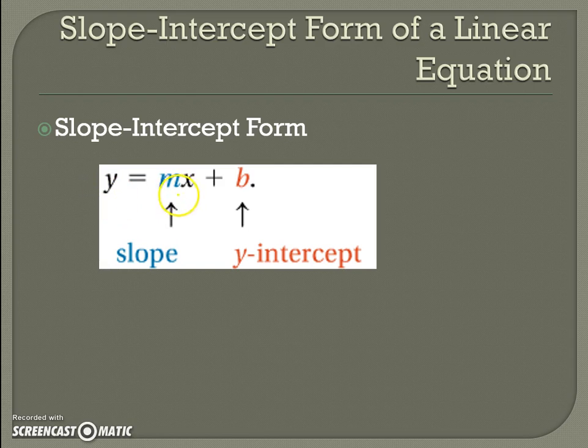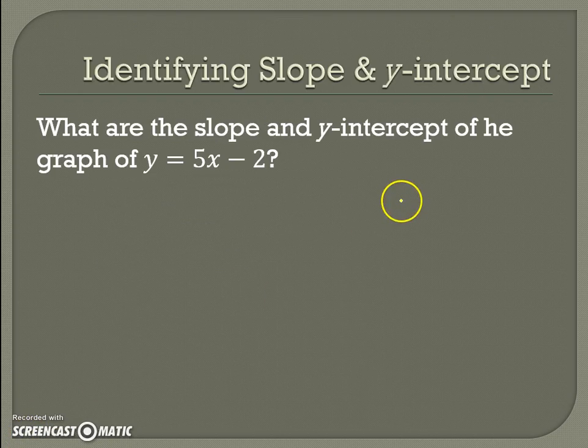The y and the x are always there. The m and the b are generally numbers that we're putting into those places, and they tell us certain things, and we'll talk more about that in a moment. So identifying the slope and the y-intercept, this is super simple. In fact, all of today's lesson is really simple. It should be pretty quick.